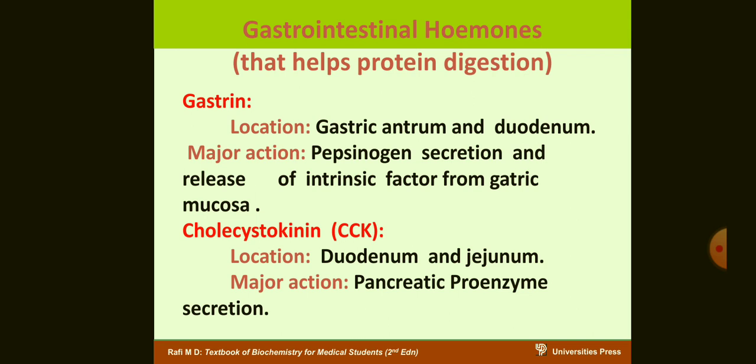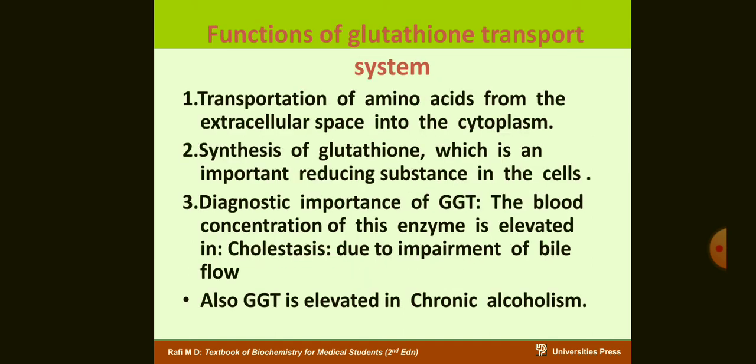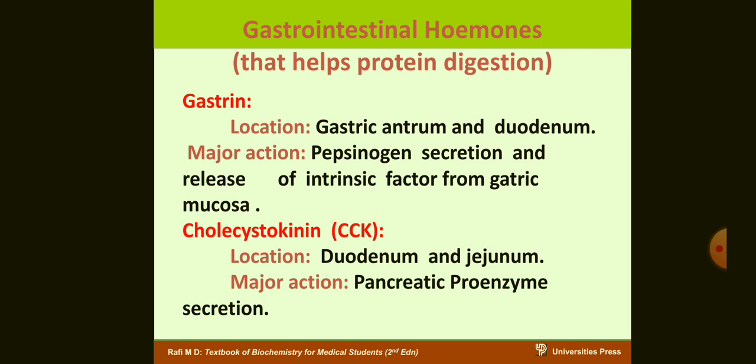Now we go to the hormones which contribute their role in absorption of amino acid from the GIT. There are three main hormones listed in this series. One is gastrin, second is cholecystokinin, and third is secretin. Gastrin, its location is gastric antrum and duodenum. Major action of gastrin is pepsinogen secretion and release of intrinsic factor from the gastric mucosa.